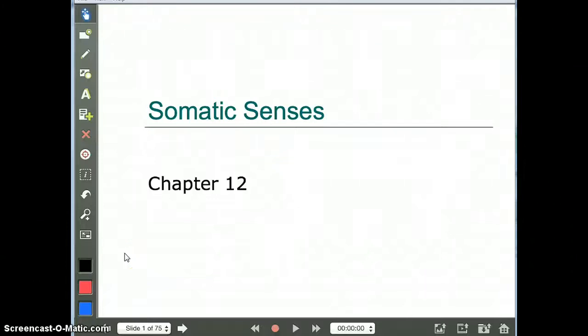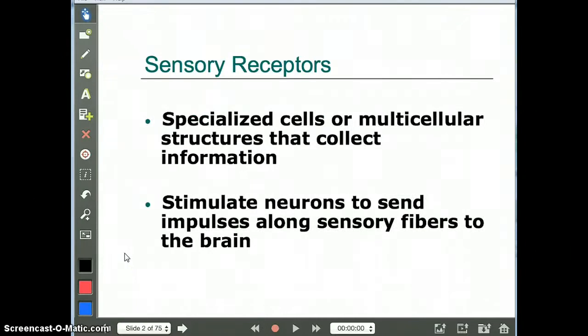Alright, in today's notes, we're going to take a look at Chapter 12 as a basic introduction to what the somatic senses are. So we take a look at what a somatic sense is. What it refers to are 5 basic senses: a sense of smell, sense of taste, sense of touch, sense of sight, and a sense of hearing. But in order to actually have those senses, we need to have a receptor site.